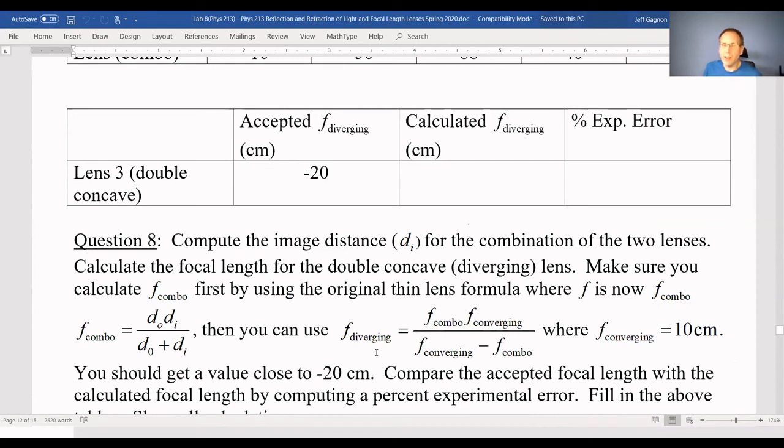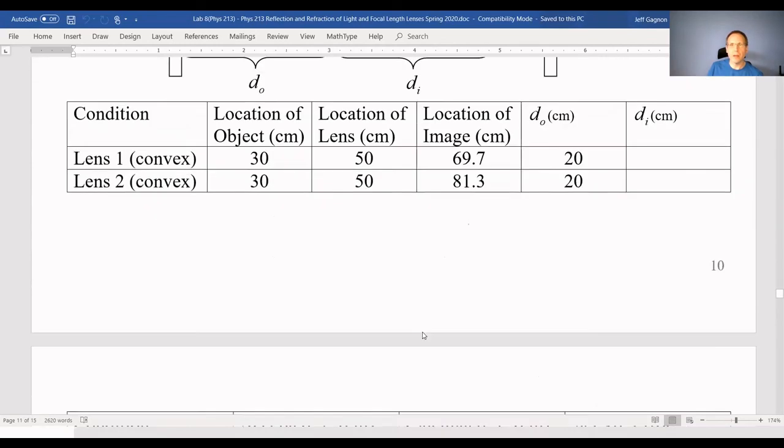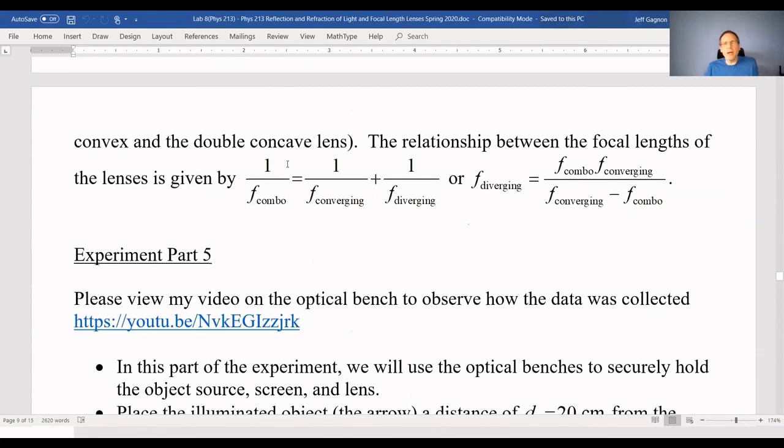Then we have to use that other formula that involves the focal length if you have a combination of two lenses together. Let me go back to that for a second. I think I have it up here. Yeah. So it turns out that 1 over the focal length of the combination of the two lenses is simply equal to 1 over the focal length of the converging lens plus 1 over the focal length of the diverging lens. To make this formula easier, because it's harder to use in this inverse form, I solved this for F diverging, because that's ultimately what we want to find. If you multiply both sides by the lowest common denominator and solve it for F diverging, you get this formula. It's simply F combo times F converging divided by F converging minus F combo. Okay. So once we have F combo, this is the formula you want to use to find F diverging.